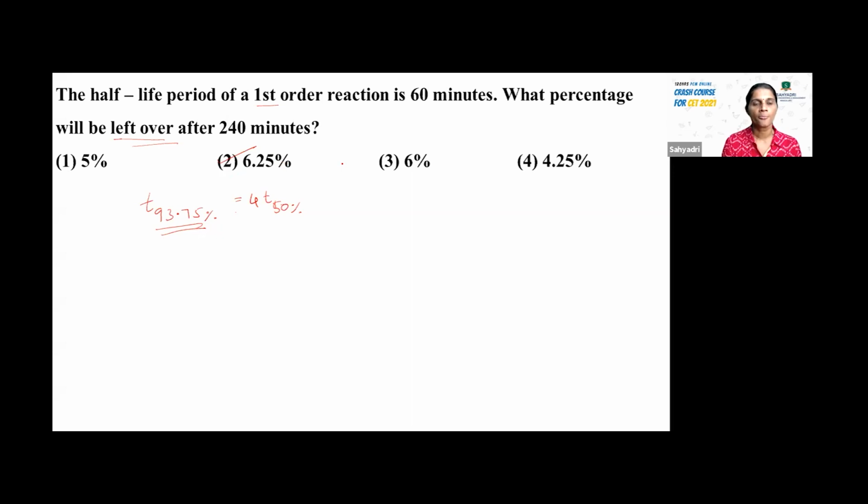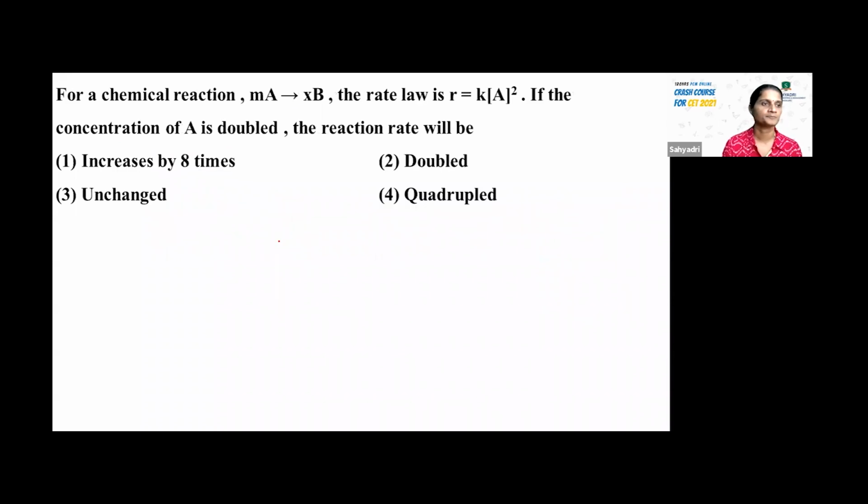So be careful. Or else you can use a formula for the amount remaining. This is applicable only for the first order. Amount remaining for the first order is equal to 100, let us take 100 because percentage is given, divided by 2 to the power 4 because it's 4. So 100 divided by 16. What answer are you getting? 6.25 only you're getting. Okay, so you can use any method here. Clear? Next question.